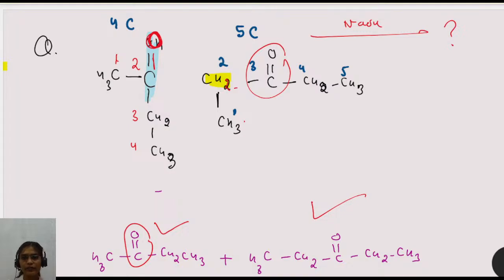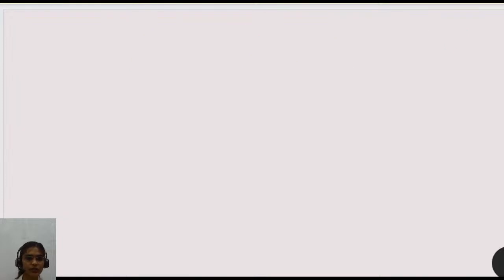And Dishika, let me know, is this point clear now, how to approach, or is there still any problem? This is a retro aldol condensation. If there is still a problem, please connect again. So this is the third type, that is the retro aldol condensation.